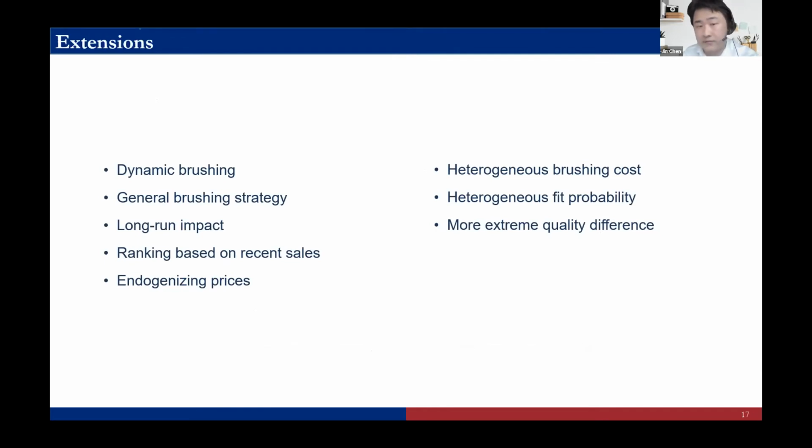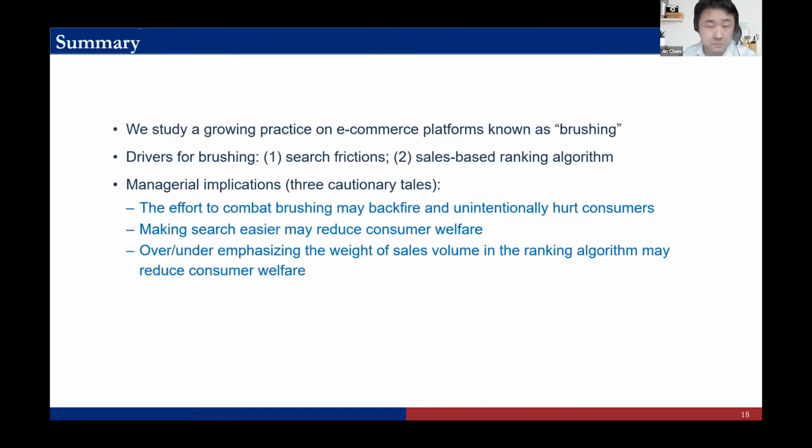Now, our model has made various simplifications to tease out different driving forces and to obtain clean insights, but many of them are not critical, and relaxing these assumptions does not alter the main results qualitatively. As a summary, we studied a growing practice on e-commerce platforms known as brushing. The main drivers of brushing are the search frictions that consumers are always facing and the sales-based ranking algorithm that is widely adopted on many e-commerce platforms.